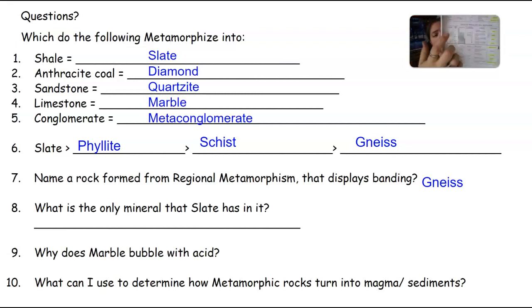What is the only mineral that slate has in it? So looking at slate, I'm going to follow it across to the composition. There's a bar in composition, and if you follow that down, it says that it's mica.